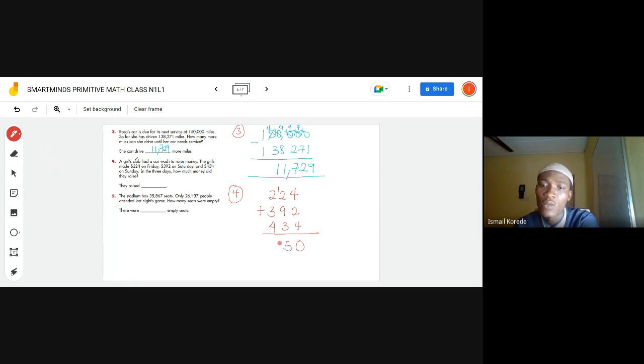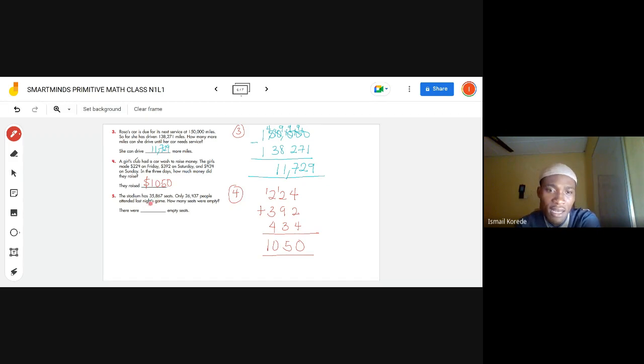We write the unit, we keep the tens. 2 plus 1 is 3. 3 plus 3 is 6. 6 plus 4 is 10. So we just drop that 10. So in total, they raised what? $1,050. $1,050 was raised for the 3 days.